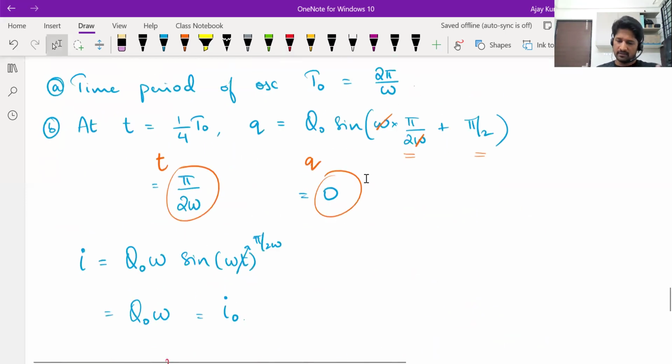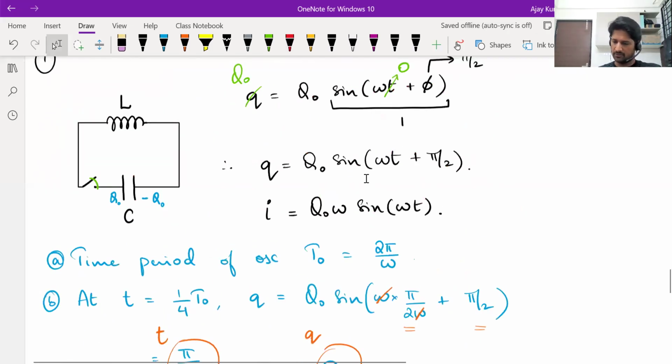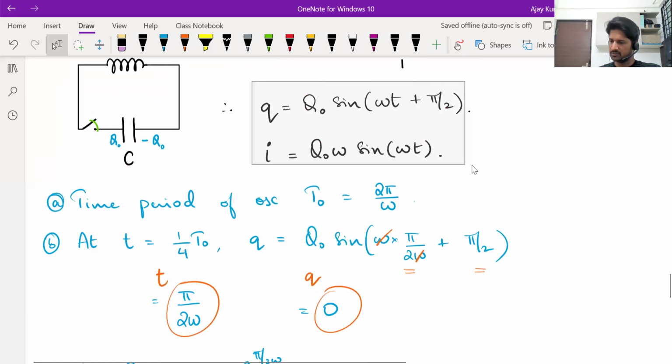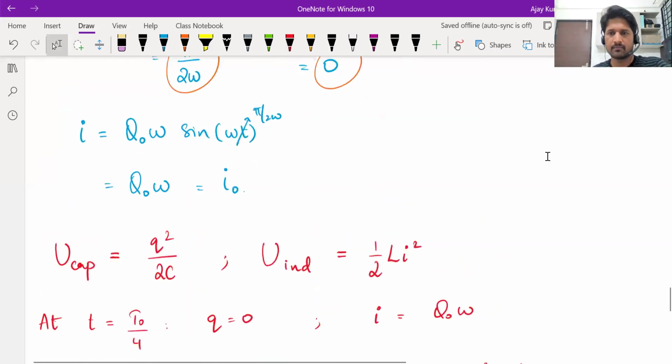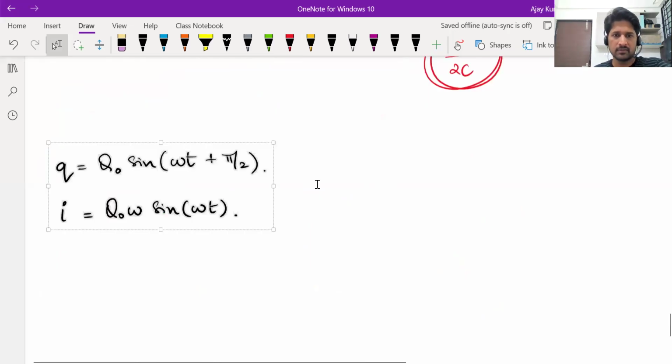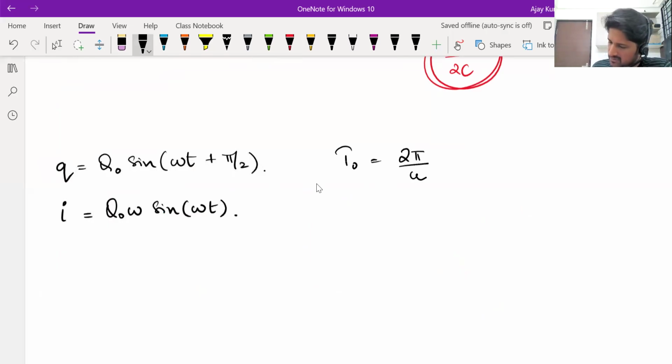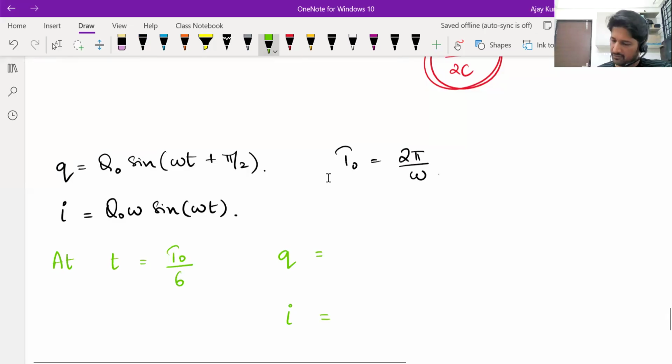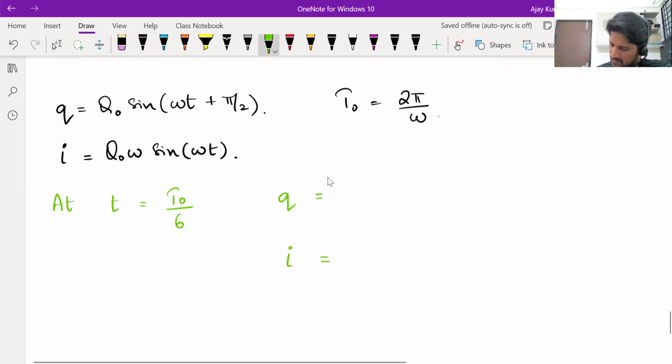Okay. Now solve the other part that was given to you. If you want, I'll give you these charge and current equations. We know time period also. Time period is 2 pi by omega. What was the second question that I asked you? In the second question, you were asked at the time t equal to 1/6 of time period, how much is the charge? How much is the current? And if you know charge and current, you can tell energy stored in the capacitor. You can tell energy stored in the inductor also. Do this, all of you. Substitute carefully.